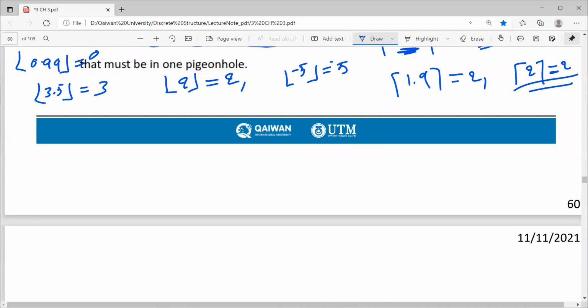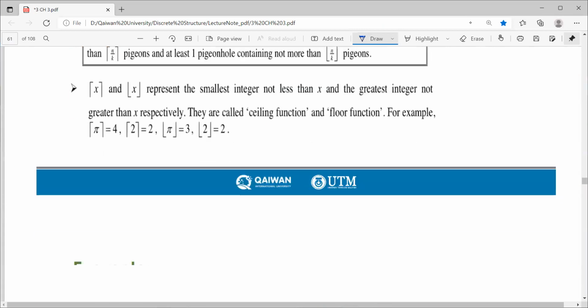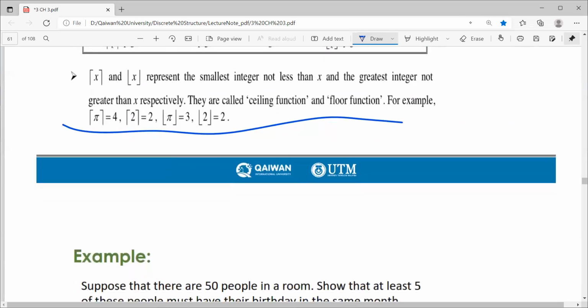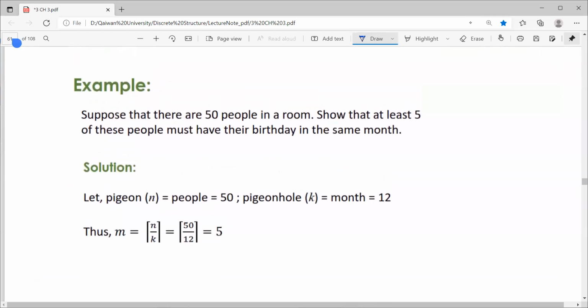Okay, here we have an example. The example is in the next slide. It's about what I talked about before. We suppose that there are 50 people in a room. Show that at least 5 of these people must have their birthday in the same month. That means we must prove that there are at least 5 people in the room who have their birthday in the same month.